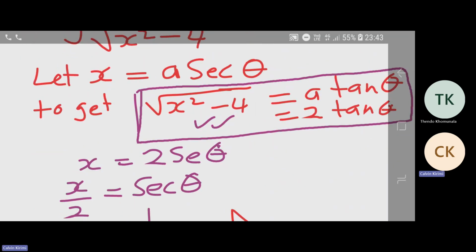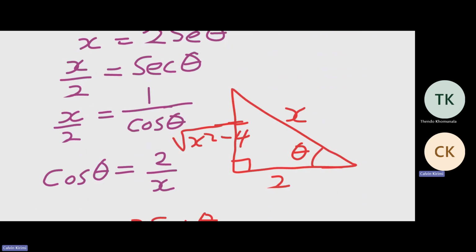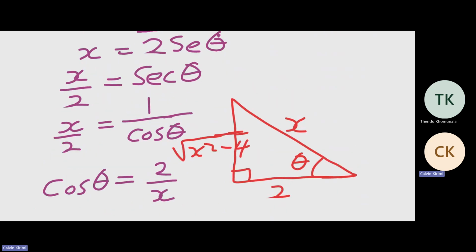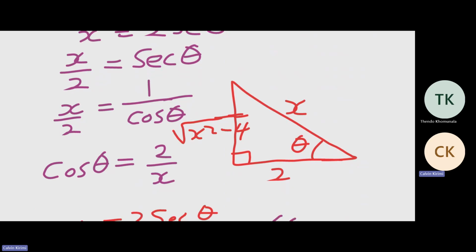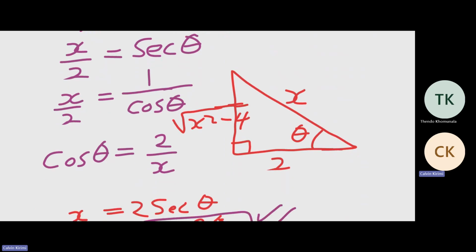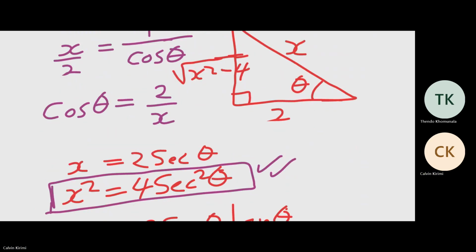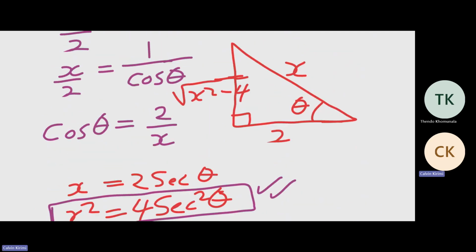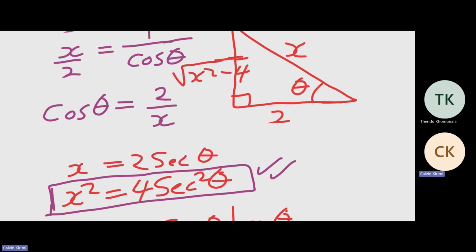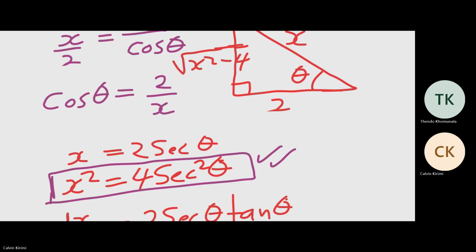Then from there, what did we do? We drew our triangle by using the trig ratios, that secant theta is 1 over cos theta. Make cos theta and substitute the formula, so we can draw the triangle. And obviously the other side which is missing is the square root side, under the square root.